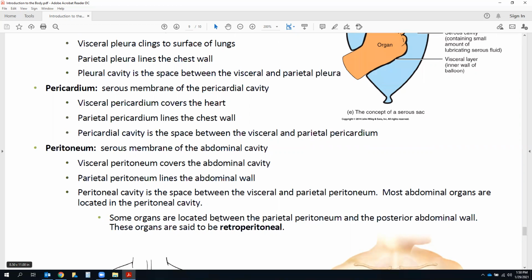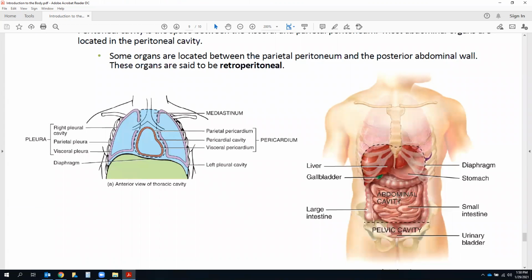Some of our organs, though, are actually located between the peritoneum and the posterior abdominal wall, which makes them outside of the peritoneal cavity, or more so posterior to it, if you think of it that way. If you were to do a dissection of the human body, to find these various organs, you'd have to basically remove or slide the intestines out of the way. And what you'd find is a very shiny membrane. That membrane would be a parietal peritoneum on the back wall, and you could actually cut it away and find things like your kidneys, the pancreas. Those organs would be classified as retroperitoneal.